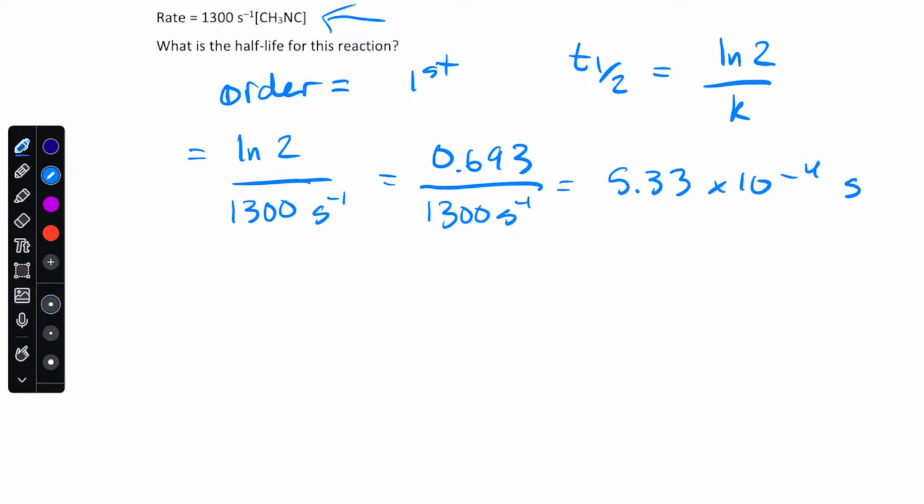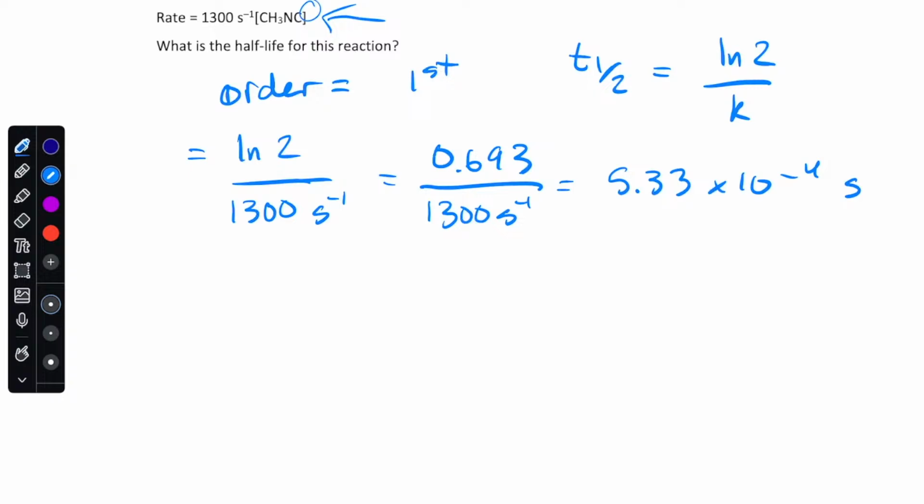Straightforward, right? The tricky part here is identifying the order correctly. And that's just going to be the sum of all the exponents. There's only one thing there, and its exponent is assumed to be 1 if we don't show it. As long as you pick the right order and the right equation for the half-life, the actual calculation part is easy. It's picking the right one that's the hard part. If you picked the equation for the second order, it wouldn't work.